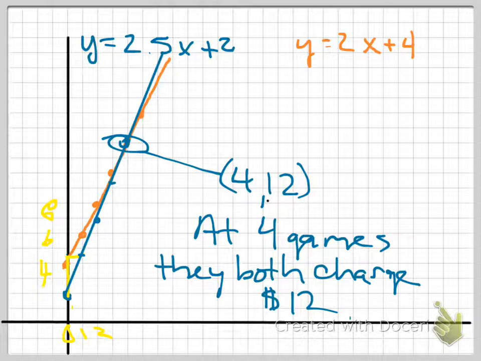But if I'm going to play more than 4 games, because notice, the orange line becomes less, it's under the blue line, then if I know I'm going to bowl more than 4 games, I should go ahead and go to Bowling Pins because I'll get a better deal. So some things to consider as you're looking at these.